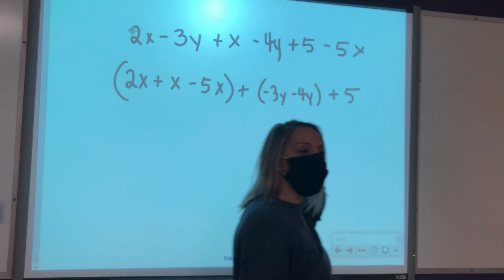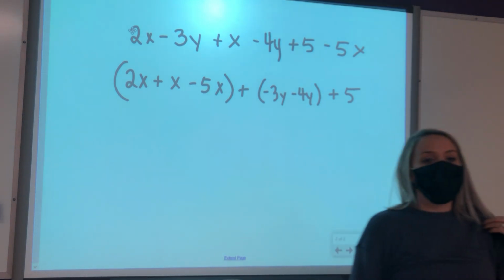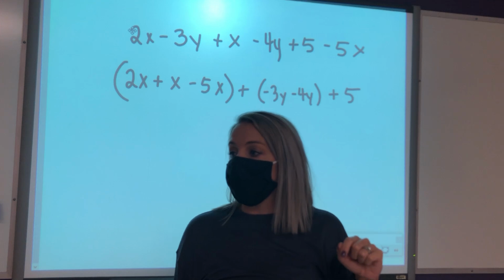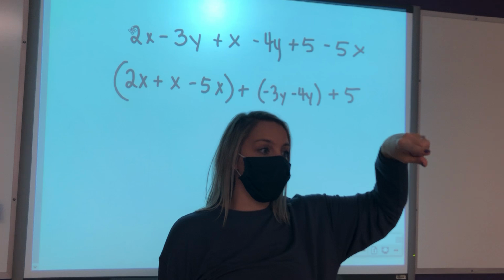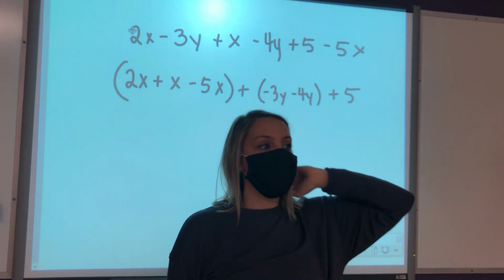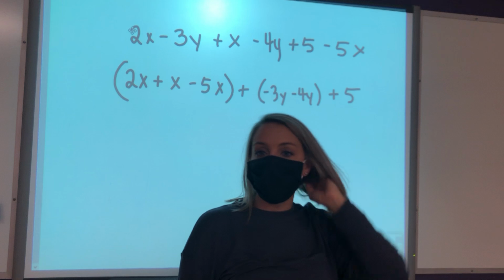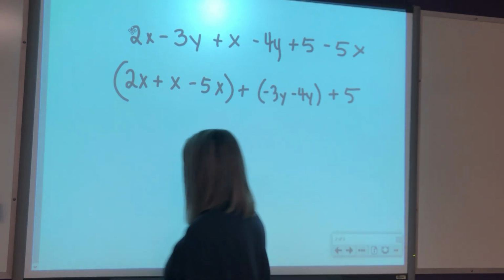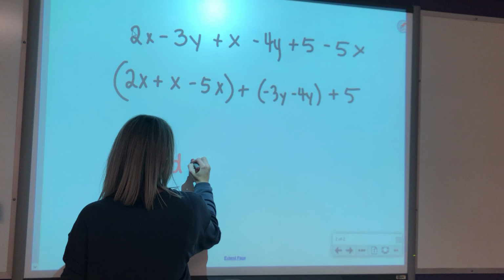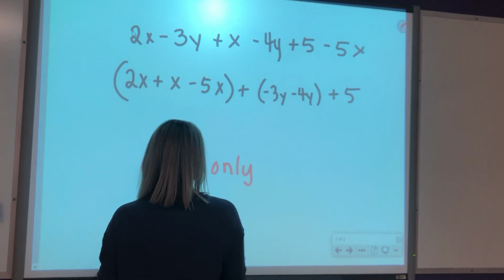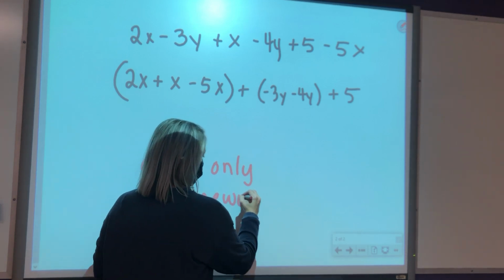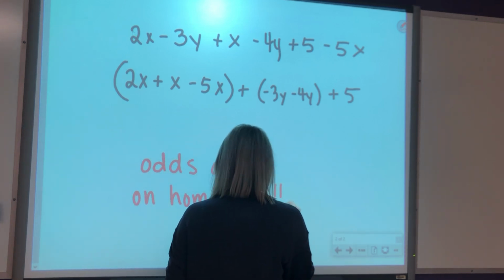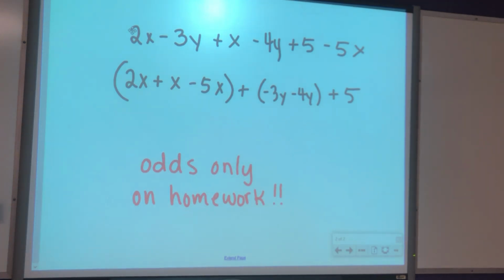Okay, so let's listen, guys. If you did not do so, I want you to go back and get the homework worksheet. I want us to do odds only on the homework sheet. Basically 1, 3, 5, 7, and then 9, 11, 13, 15. We know what odd numbers are. 2, 4, and 6, those are not odd numbers, by the way.